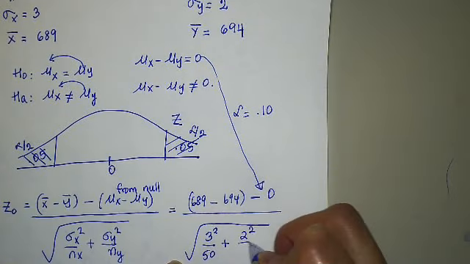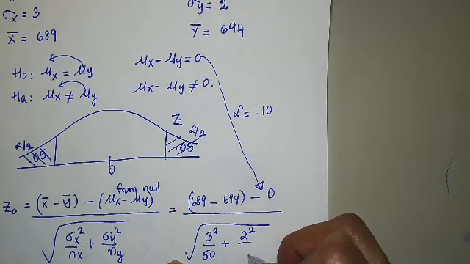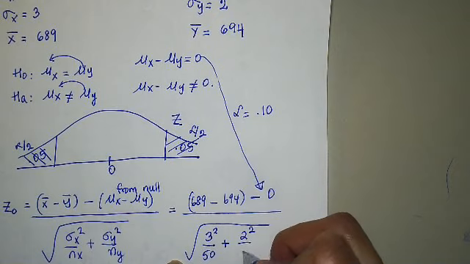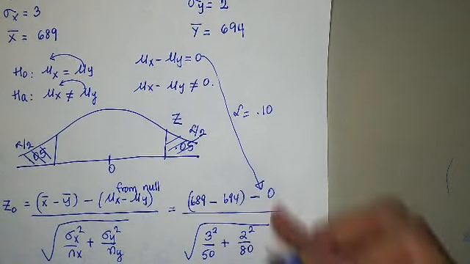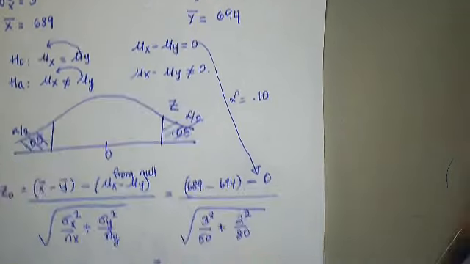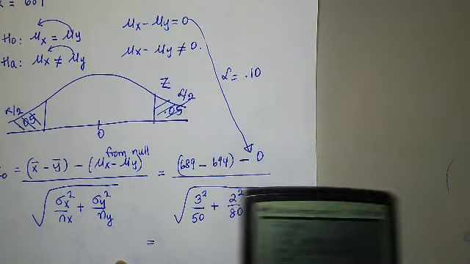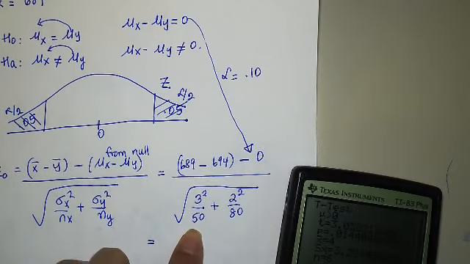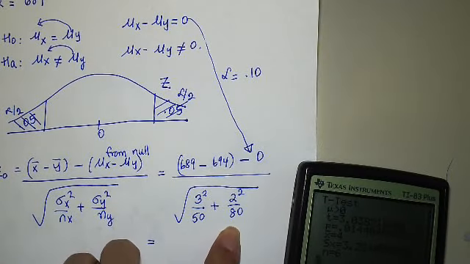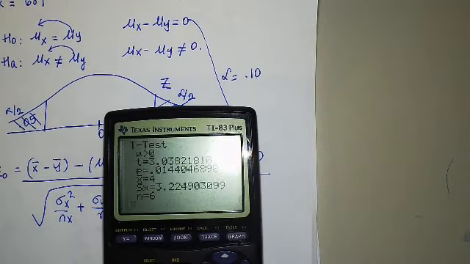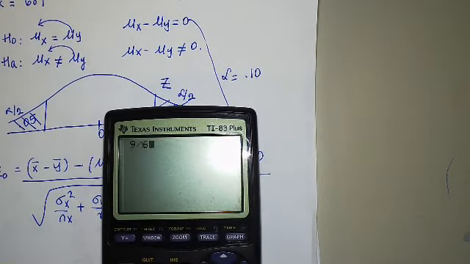It doesn't have to be 0. I could say, let me check to see if the difference in means between women and men is 50 points. In that case, this number would have been 50. Divided by radical sigma x squared is 3 squared over nx is 50 plus sigma y squared is 2 squared over ny, which is 80.